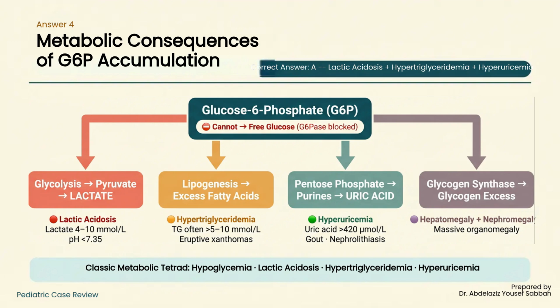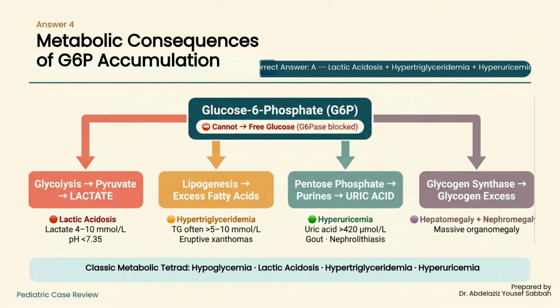When glucose 6-phosphate cannot become free glucose, it is diverted through several alternative pathways. Through glycolysis, it is converted to pyruvate and then to lactate, producing lactic acidosis, with lactate often between 4 and 10 millimoles per liter. Through lipogenesis, it drives excess fatty acid synthesis, producing hypertriglyceridemia and a risk of eruptive xanthomas. Through the pentose phosphate pathway, it fuels purine synthesis and uric acid production, producing hyperuricemia.